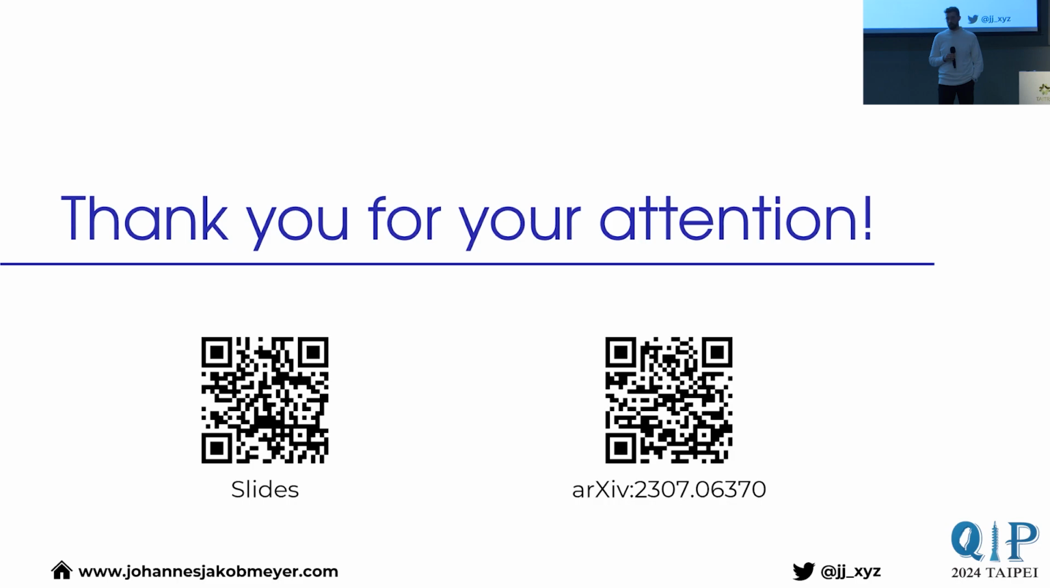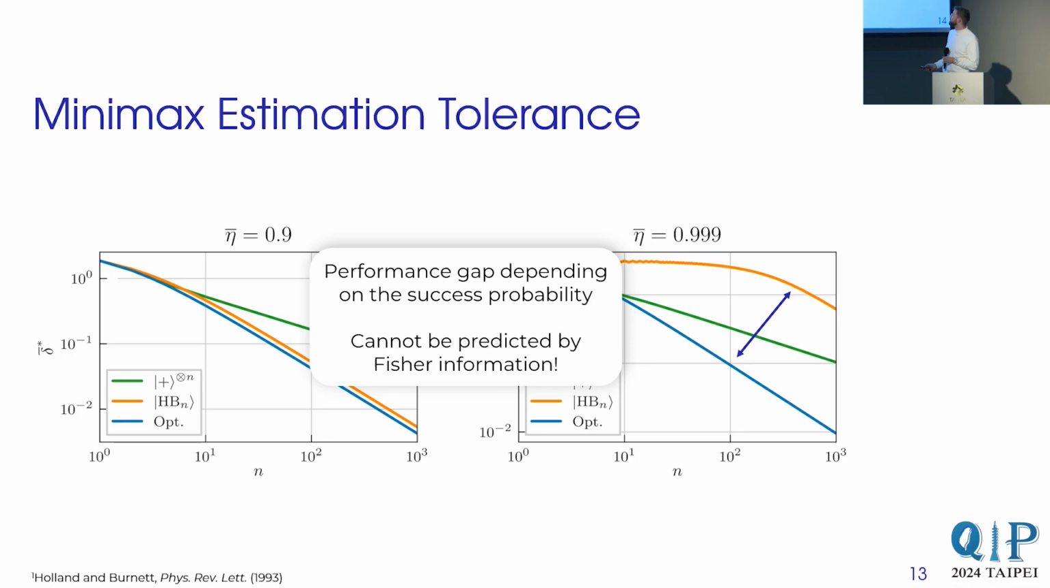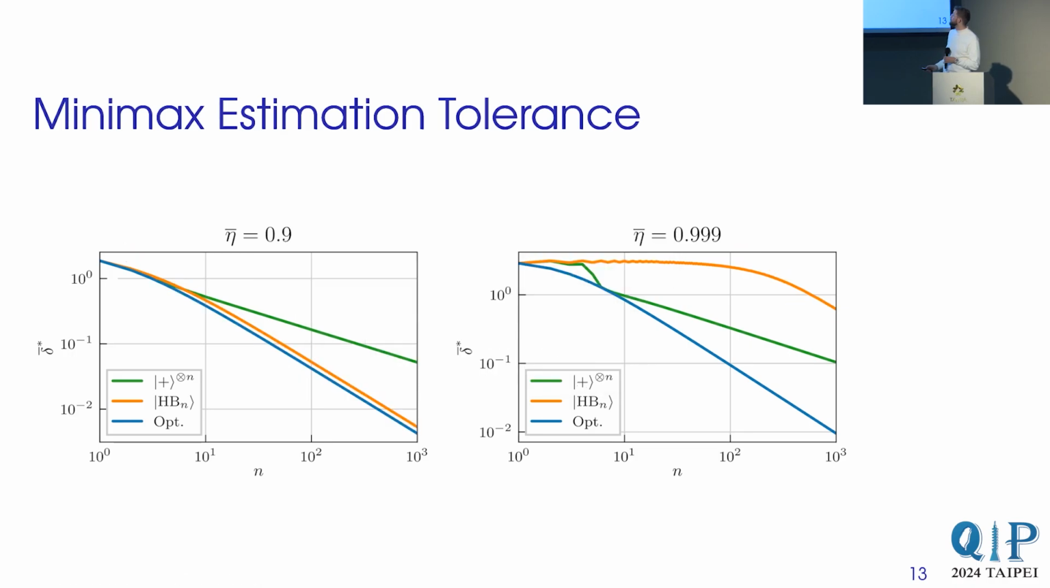Okay, thanks for the nice talk. I was just wondering, can you go back to the slides of the numerics? Here, I don't understand one thing. Does this HB really achieve the Heisenberg limit in the standard sense?